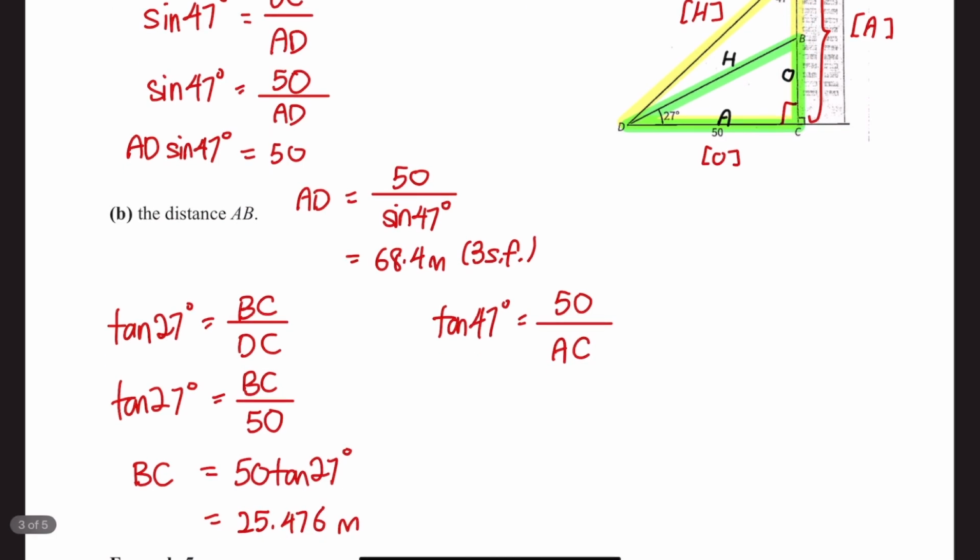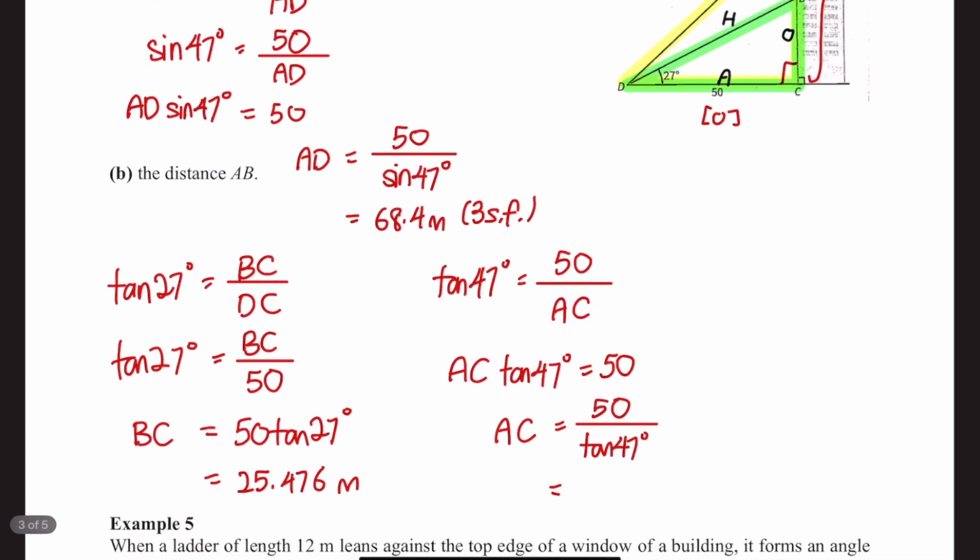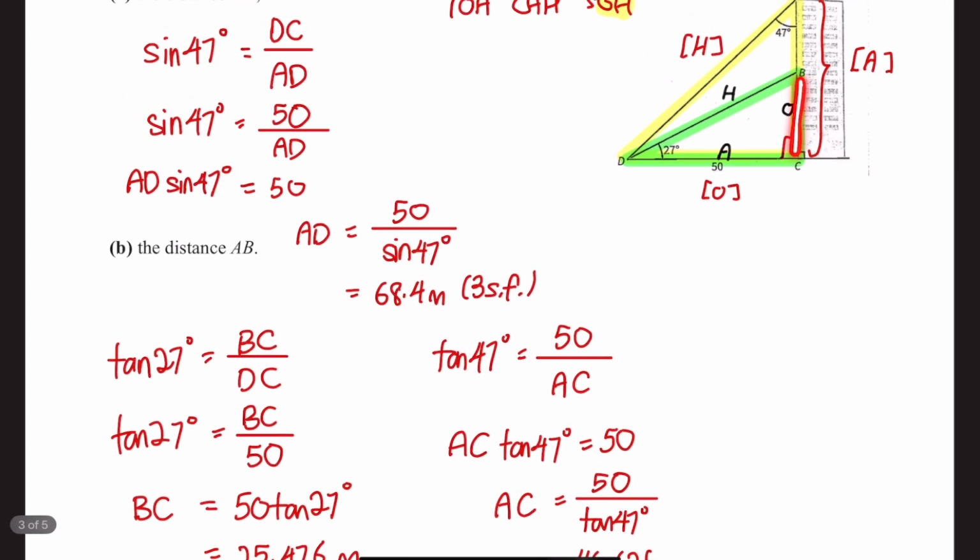Okay, so this means that AC times tangent 47 degrees is equal to 50. So therefore, AC is equal to 50 divided by tangent 47 degrees. Then press it in your calculator, you should get 46.626. So therefore, now I know the length of BC and AC.